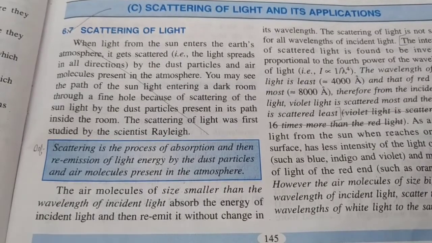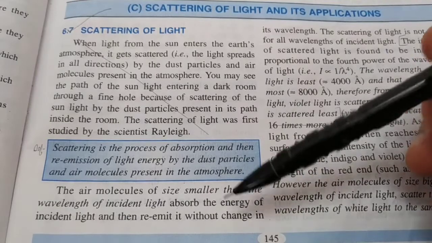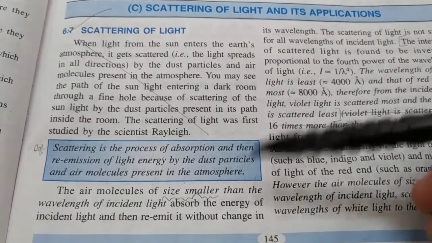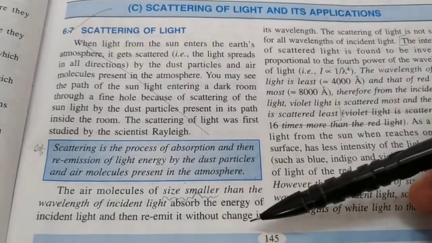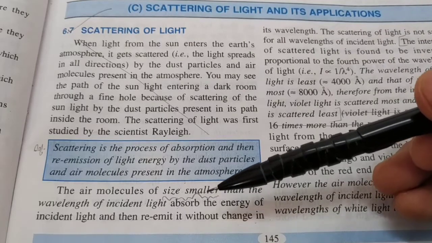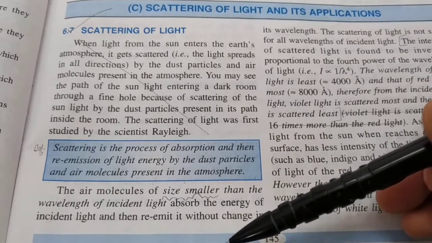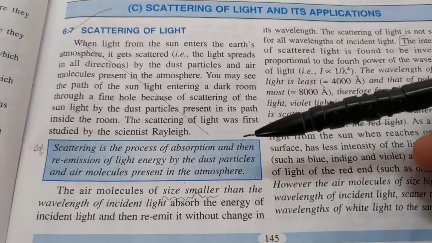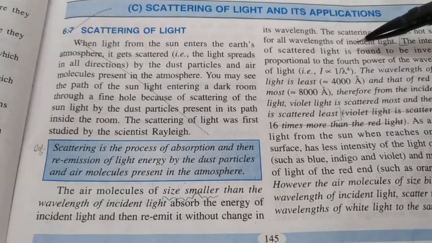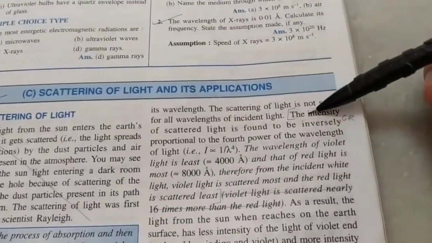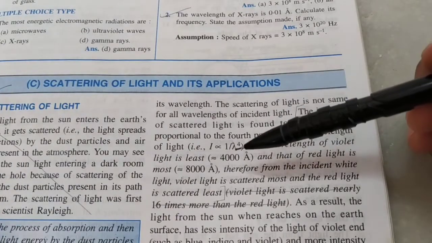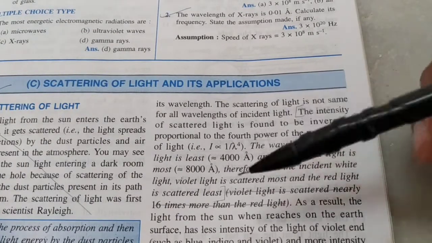I beg your pardon. Actually, they do discriminate because they are air molecules of size smaller. What I meant is that they re-emit it without changing their wavelength. So if they have absorbed, let's say, light of wavelength 4000 angstrom, then they will also scatter light of 4000 angstrom. But the intensity of the scattered light depends on the wavelength. Simply speaking, smaller the wavelength, more is it scattered.